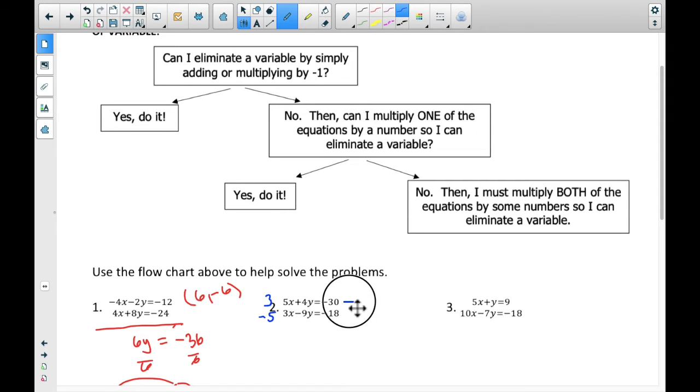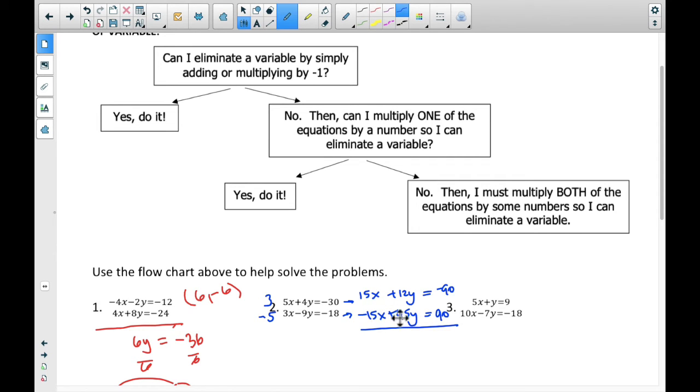So now if I multiply this top equation, I'm going to get 15x plus 12y. And on the end, that's going to be a -90. In the bottom equation, when I multiply that, we get a -15x. And negative times negative is a positive 45y. And -5 times -18, I'm going to go to my calculator, and that does give me positive 90. Okay, add these together.